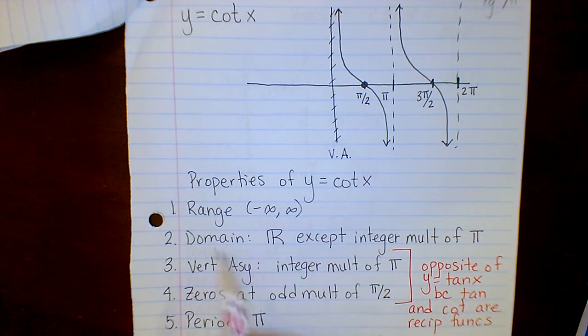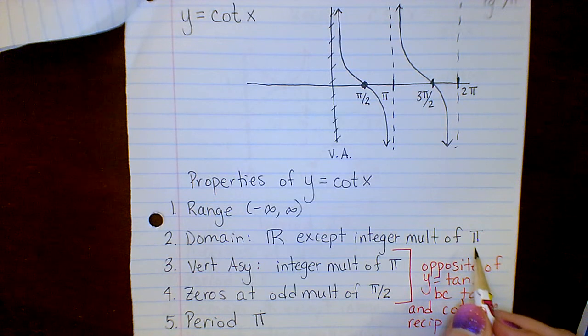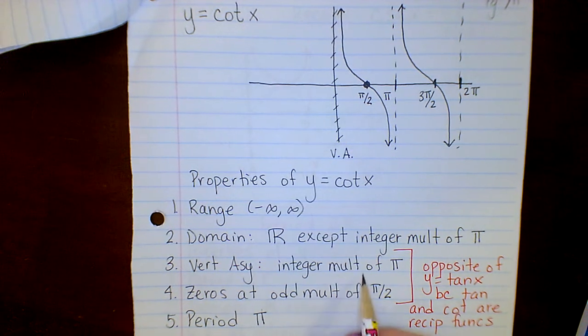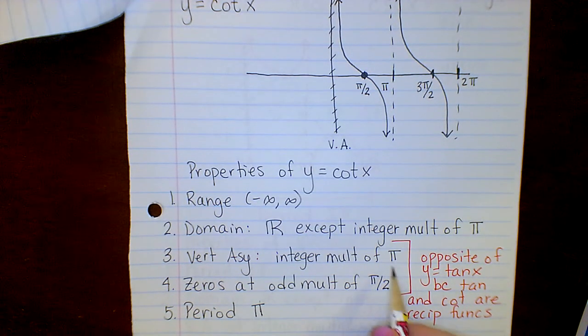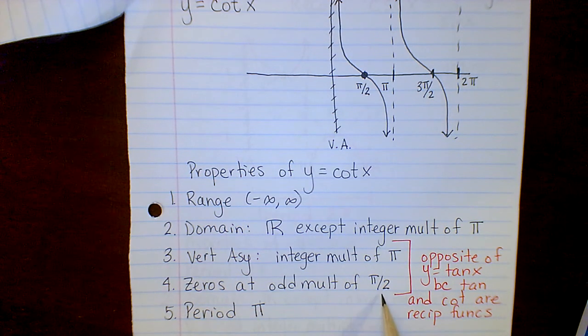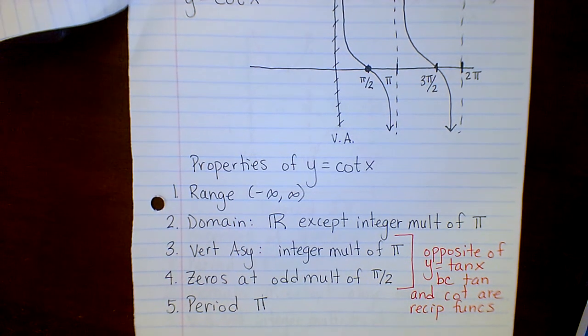All right, so the range is the same. The domain is all real numbers except the integer multiples of pi. The vertical asymptotes are the integer multiples of pi. That's 1, 2, 3, 4, 5. The zeros are at the odd multiples of pi over 2. The period is still pi.